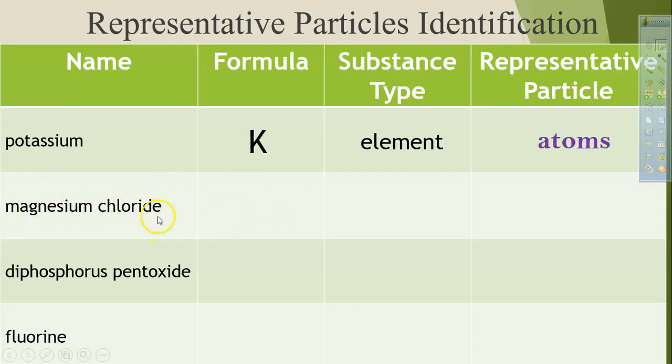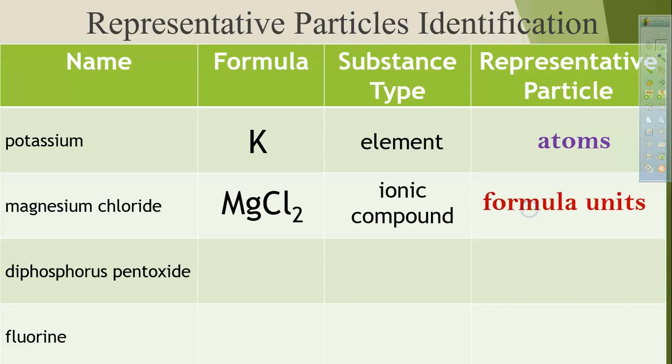And how about magnesium chloride? Magnesium's a metal and chlorine's a nonmetal. So do you remember the formula? MgCl2. What substance type is that? Well, that's an ionic compound. Okay, and we call that a formula unit.